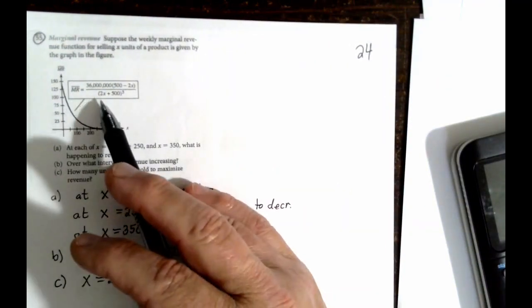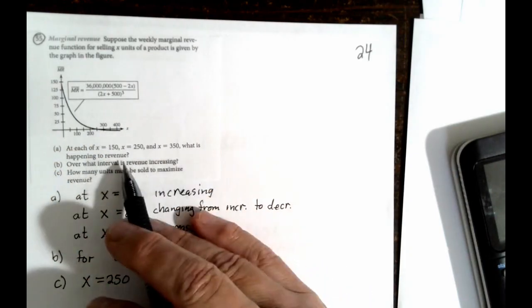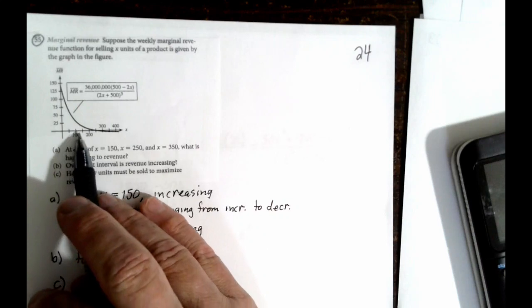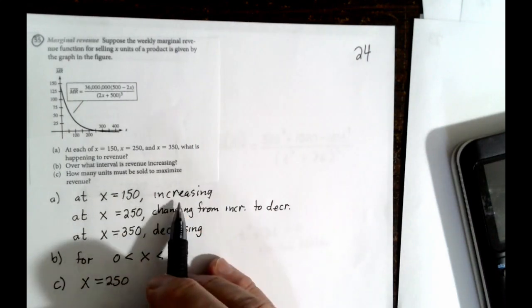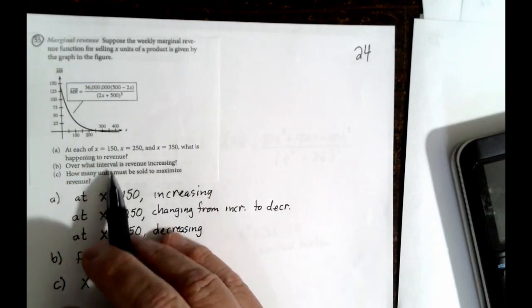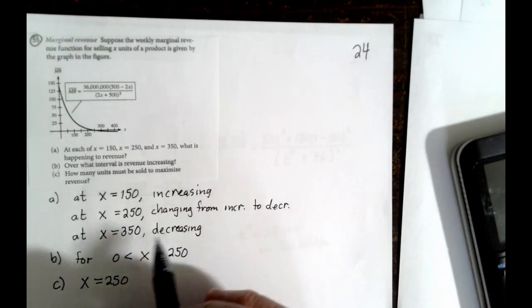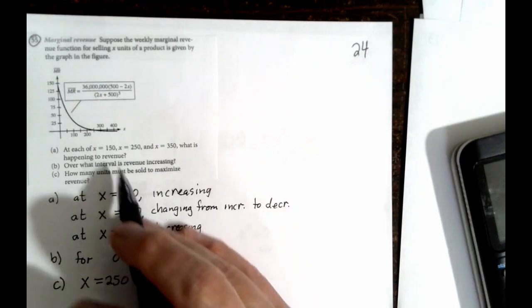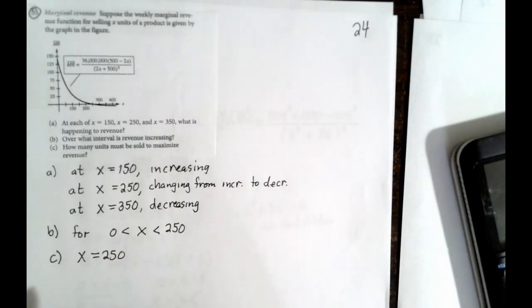Alright, so marginal revenue is given here. It says at each of the different values what is happening to the revenue. Keep in mind this is marginal revenue, so this is the derivative of the revenue. So at x equals 150, your marginal revenue is positive, which means that the original function is increasing at that point. At x equals 250, it equals 0. So that means it's not increasing, it's not decreasing, it's changing from one to the other. And then at 350, it's negative, which means the original function is decreasing.